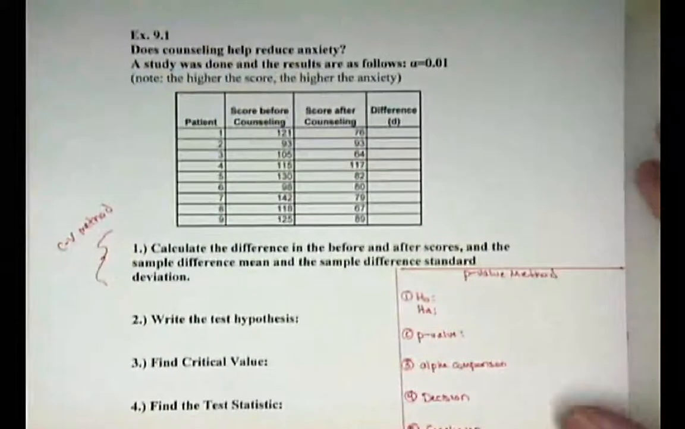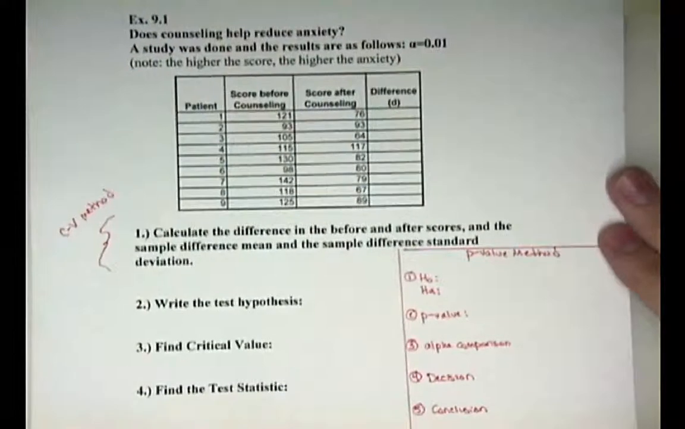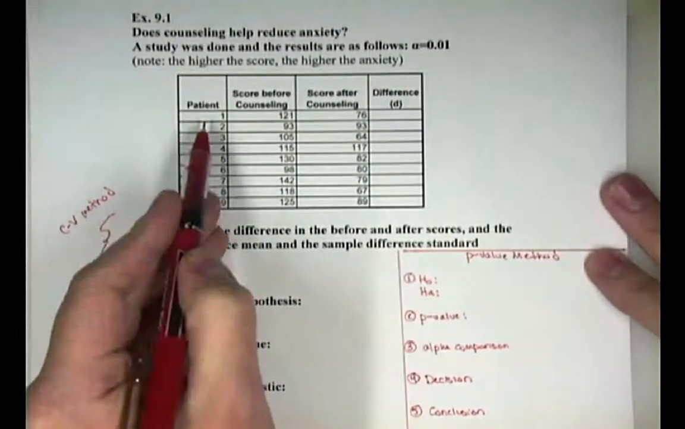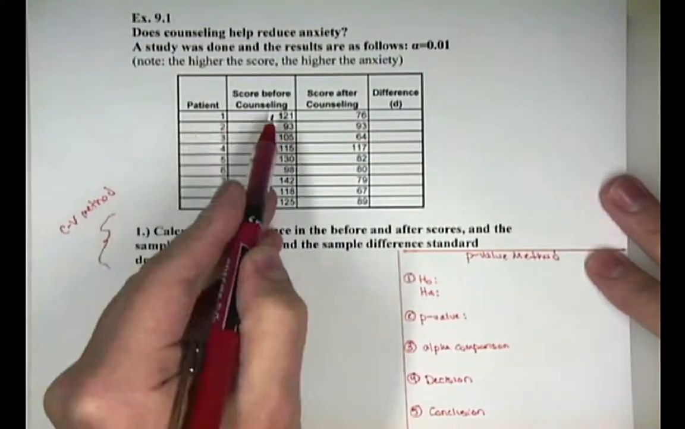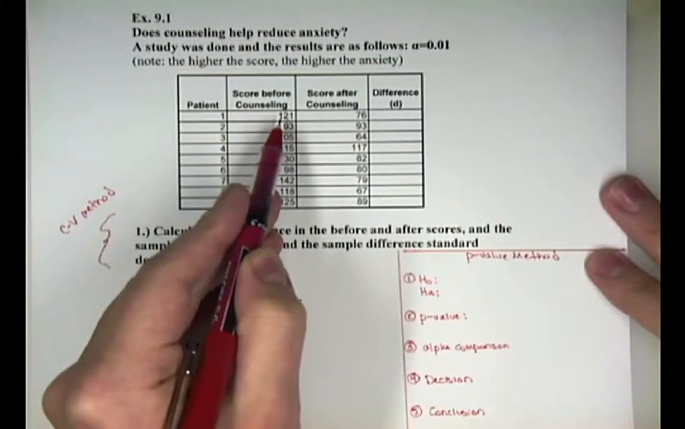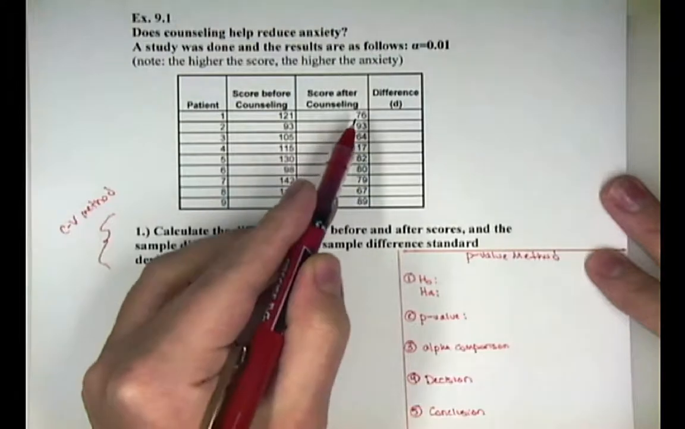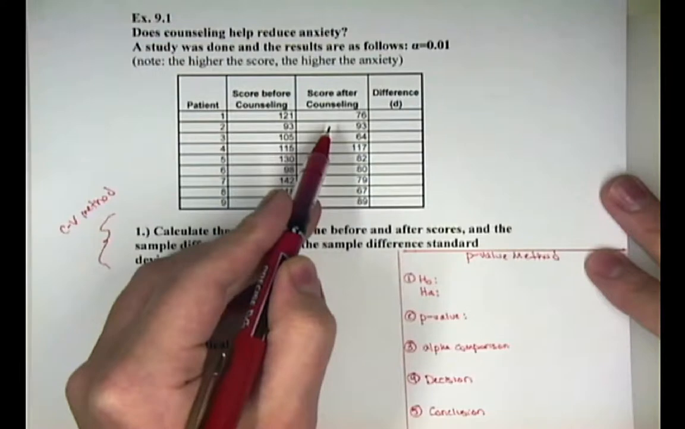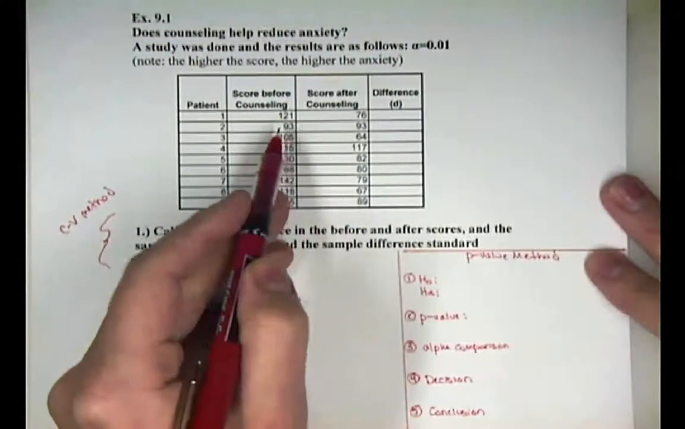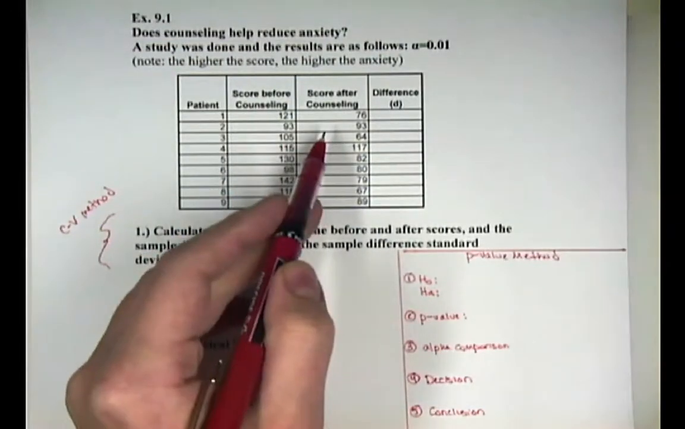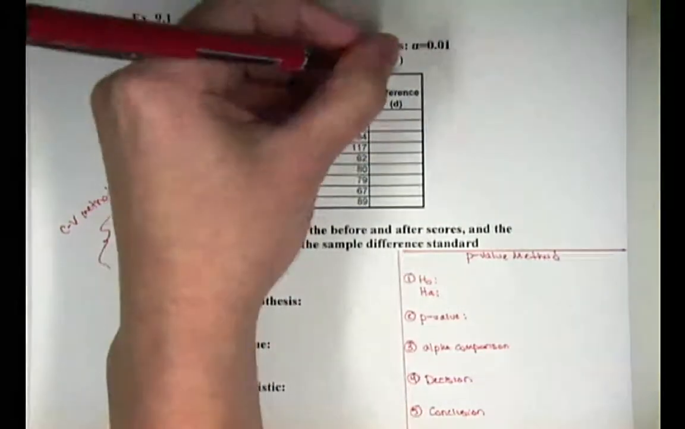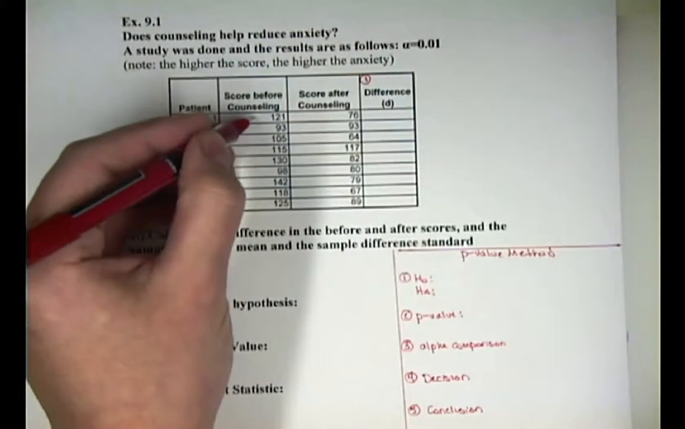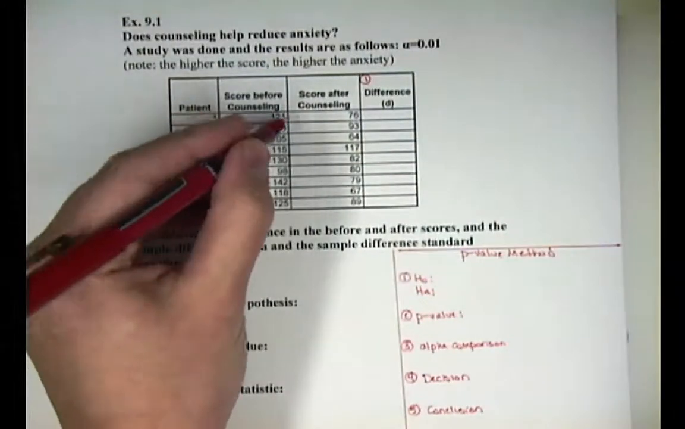Okay? But no matter which method you do, you have to calculate the differences. So this is patient number 1, who had a score of 121 before counseling, and after counseling had a score of 76. And this is anxiety scores. So we're trying to see, does counseling help reduce anxiety? So the first step you have to do is calculate the differences. So take the before and subtract the after.